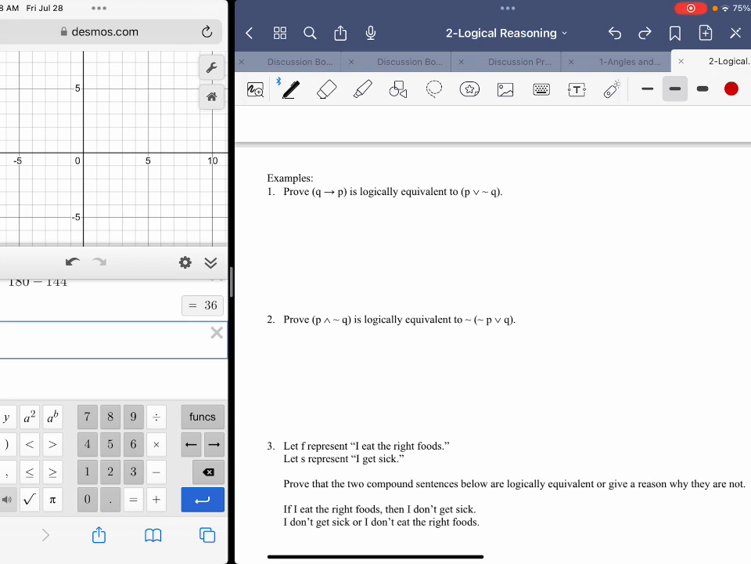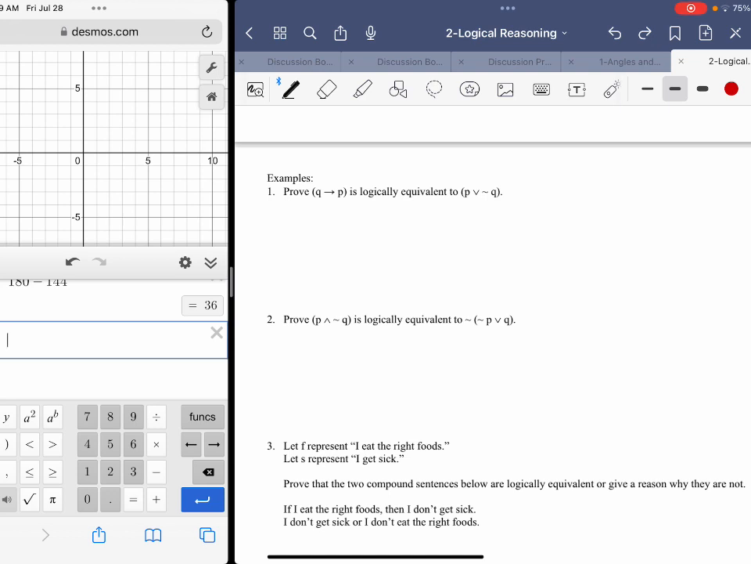All right, so the examples that follow, we could do these a couple of different ways. One way would be to create a truth table. When we're asked to prove something, proving is looking for validity. That would mean that it's true in all cases, which can be done with a truth table.